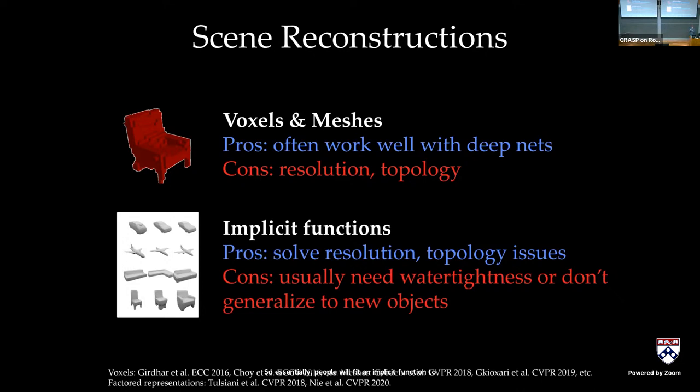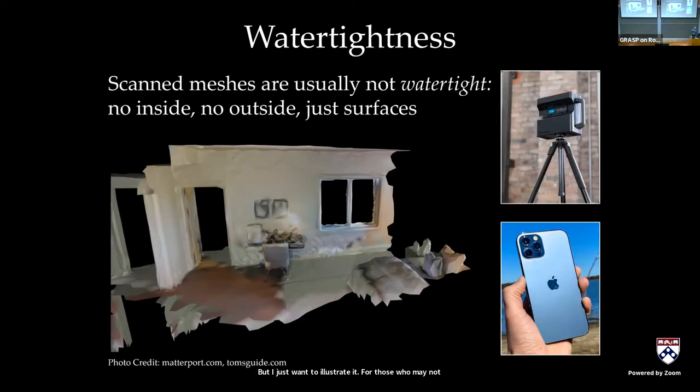Or if they work on a new scene, they often need the data that they fit on to be watertight mesh. Some of you may know what a watertight mesh is, but I just want to illustrate it for those who may not have seen it. The idea behind a watertight mesh is that you have a notion of what's inside the object and what's outside the object. And it's watertight in the sense that if you poured water into the mesh, the insides of the objects don't get wet.